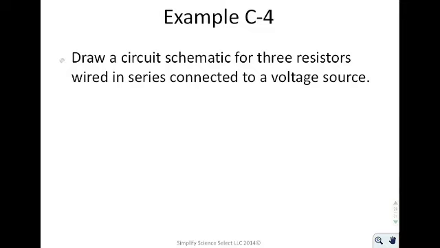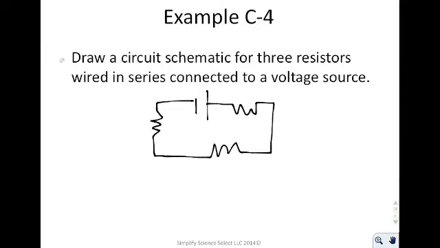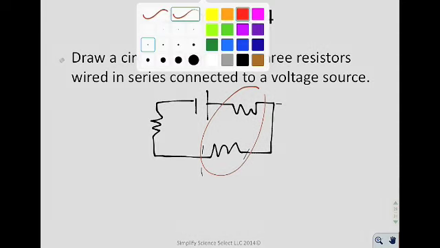This example says to draw a circuit schematic for 3 resistors wired in series connected to a voltage source. So you have a voltage source, you have 3 resistors, 1, 2, 3, that are all wired in series. Now a lot of people look at these two and say, isn't that parallel, these two right here? Because look, they're parallel to each other. But no, the answer is no.